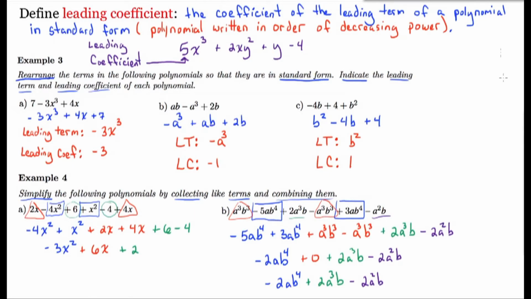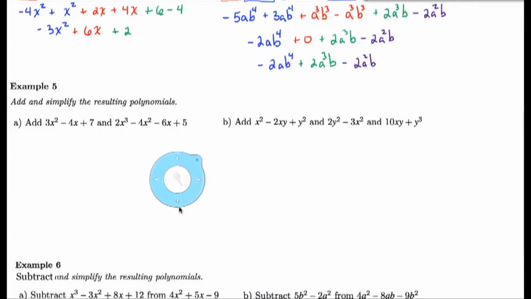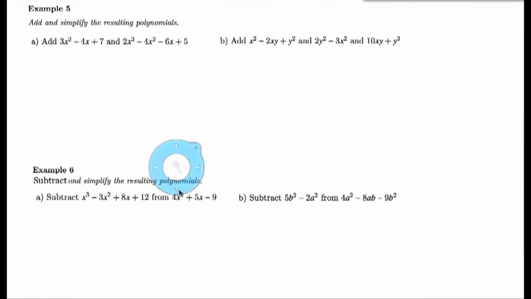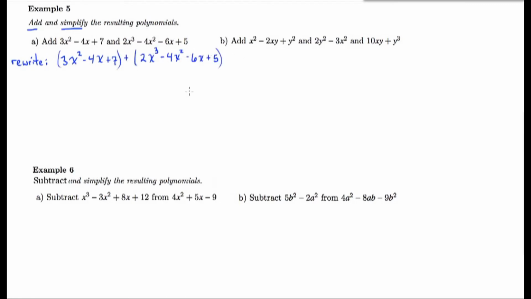Okay, so let's take a look at the next one here. Example 5, we're going to add and simplify these polynomials. So I'm going to rewrite this. 3x squared minus 4x plus 7 plus 2x cubed minus 4x squared minus 6x plus 5. So I need to group the like terms together. So I have x squared terms, I have x terms, and I have constant terms.